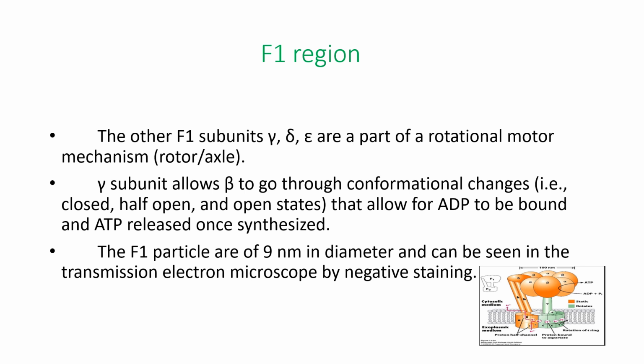The gamma subunit allows the beta to go through many conformational changes. There exist 3 different types of conformational states, that is closed, open half and open states, that allow the binding of ADP and release of ATP. The F1 particles, which have a diameter as we have earlier discussed, can be seen in the TEM, the transmission electron microscope, by the negative staining process.